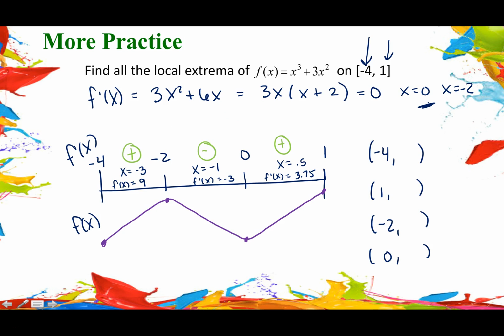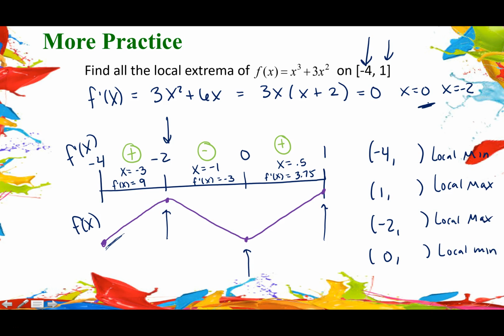All right, next thing that we're going to do is determine if these are mins or maxes. So at -4 right here, you see how it is a local min. Okay, at 1 here, that is a local max. At -2, that looks like it is a local max. And at 0, right here, we have a local min.